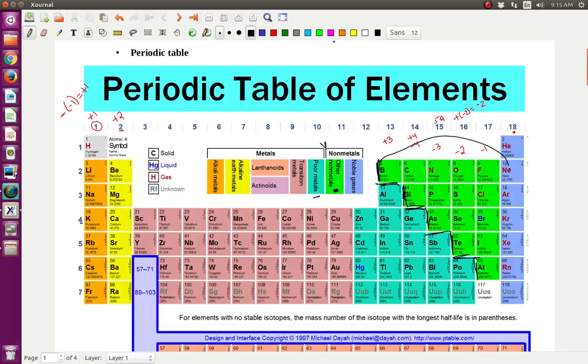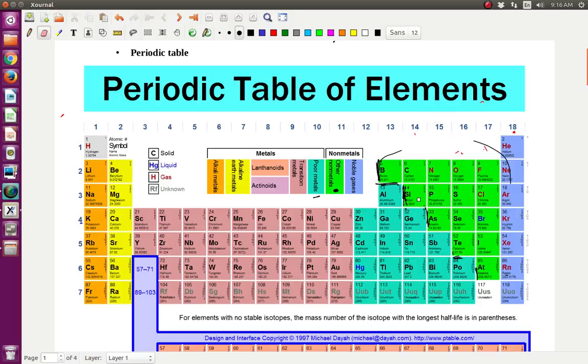All these guys over here are nonmetals, plus hydrogen, which is its own weird group. And then the metals are all the rest of these elements. Okay. We also need to remember the names of the metals and nonmetal groups.